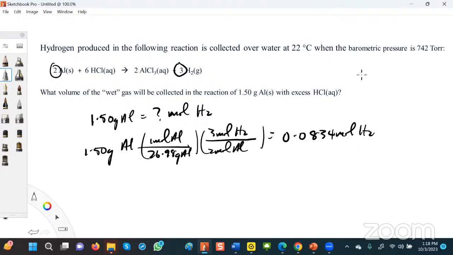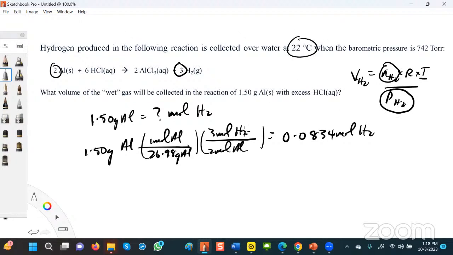Now, the reason why I do that, and I probably should have stated this before, is that what we're trying to do is find the volume of hydrogen, which, based on the ideal gas equation, is equal to the number of moles of hydrogen times R times T divided by the pressure of hydrogen. We just calculated the moles. What we need now is the pressure of hydrogen, because we already know the temperature. So how do we get the pressure of hydrogen?